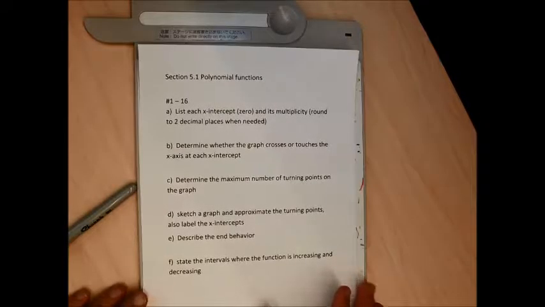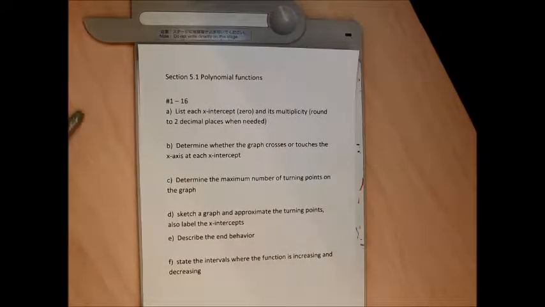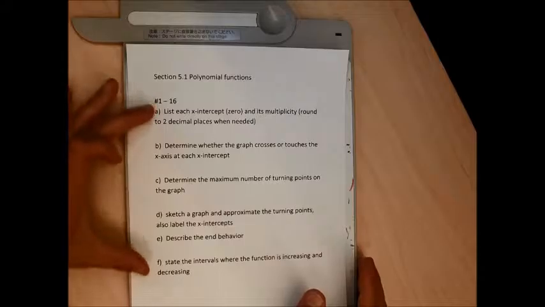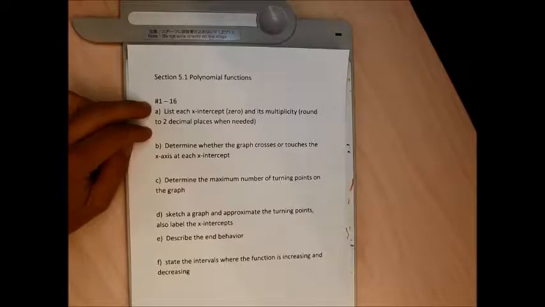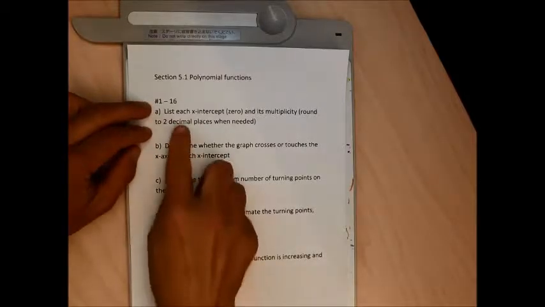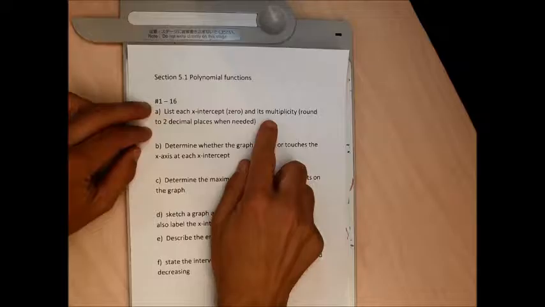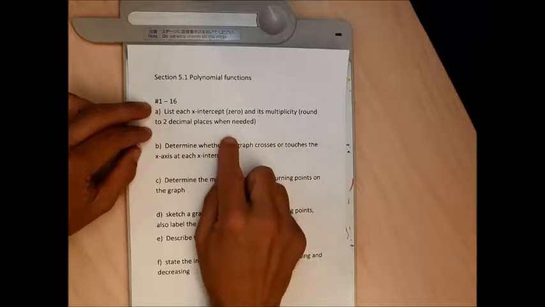Alright, so after that ridiculously long introduction, finally ready to start the problems. The introduction that I gave really is to get through the first 16 problems in section 5.1. So the first group of problems, the first part of each problem says to find the x-intercept and its multiplicity, round to 2 decimal places.